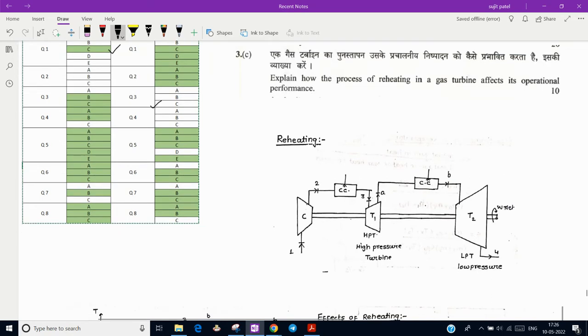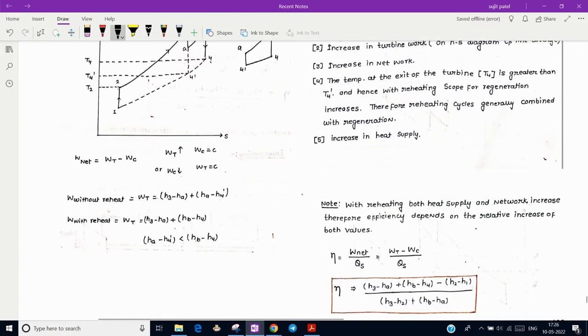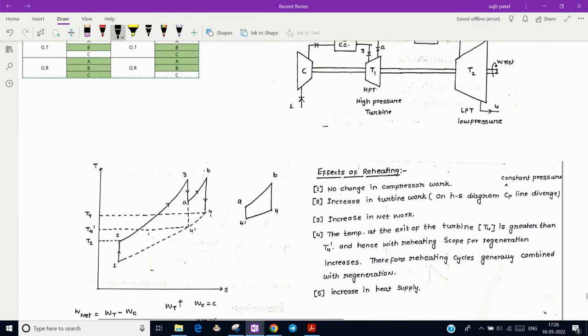Here the compressor, then the combustion chamber, and first the gas goes into the high pressure turbine, then again goes to the combustion chamber for reheating, and then into the low pressure turbine and then is exhausted. The same thing is shown on the TS diagram: 1 to 2 isentropic compression, 2 to 3 combustion chamber heating, and 3 to A is the expansion in the high pressure turbine, and then A to B is reheating, and B to 4 is the expansion in the low pressure turbine.